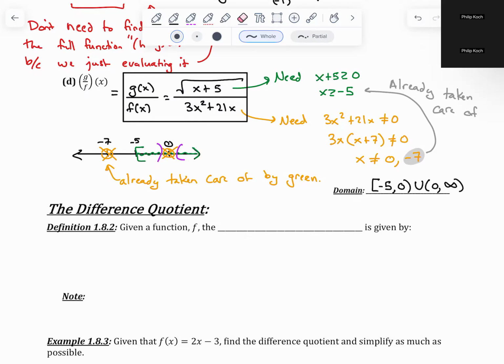Given a function f, the difference quotient is given by, and we're going to abbreviate that DQ, not the good type of DQ, the Dilly Bar, right?